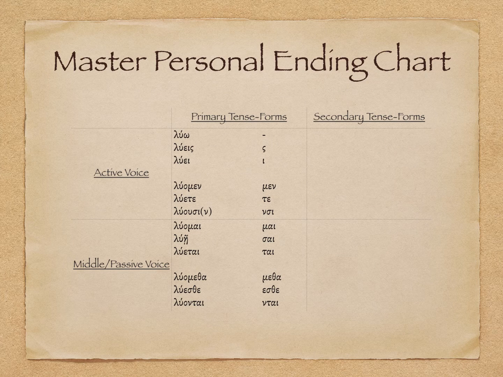The personal endings, again, o, eis, ei, omen, ete, ousi or ousin in the active and primary endings. Note again the third plural, nsi, becomes ousin, but remember the actual ending is nsi, and then the middle passive, omai, which ablauts to ei, the iota subscript there, etai, ometha, esthe, and ontai.